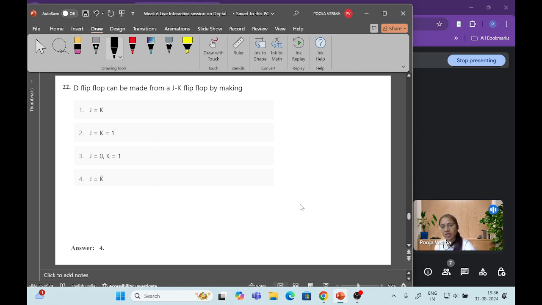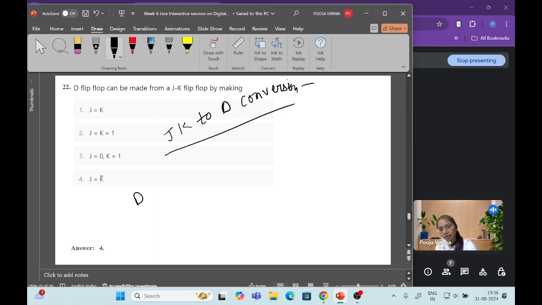So this is a question related to conversion of the flip-flop. A D flip-flop can be made from a JK flip-flop, so that means JK to D conversion. Because we are making a D flip-flop using a JK flip-flop, right? For this conversion, we already know that we have to make a characteristic table from the excitation table.